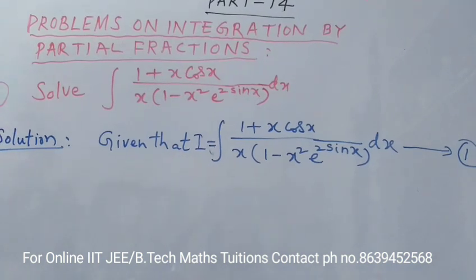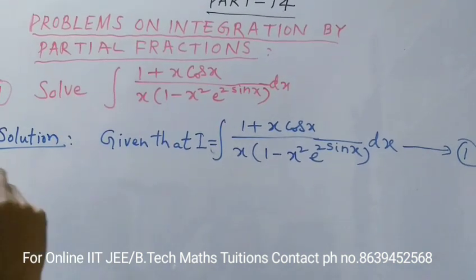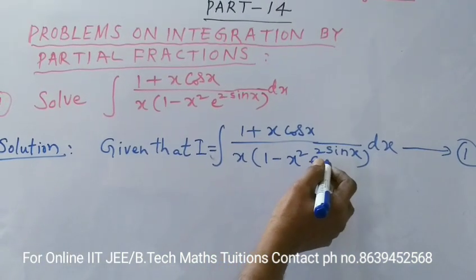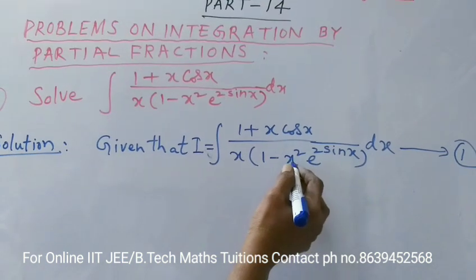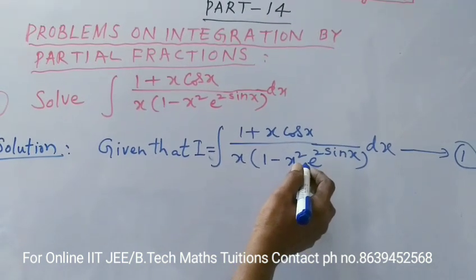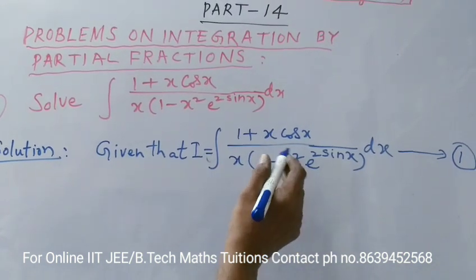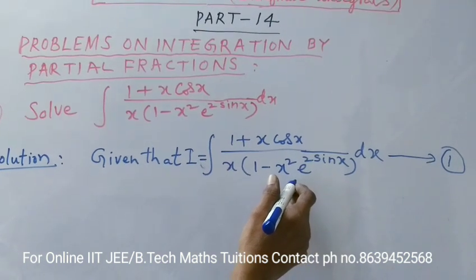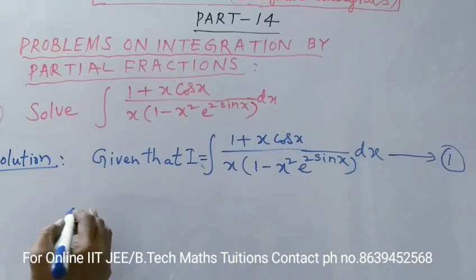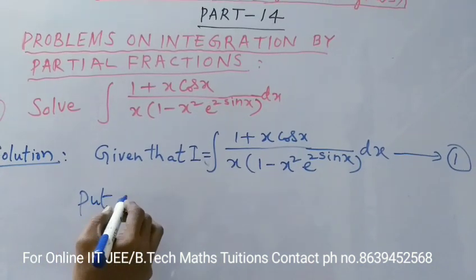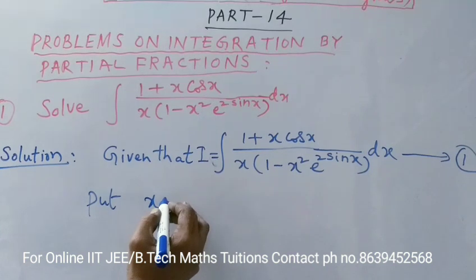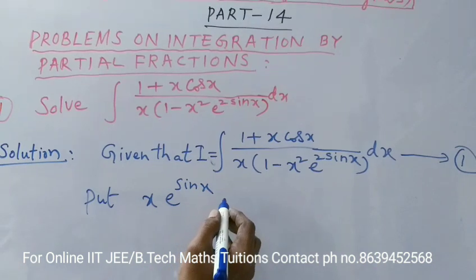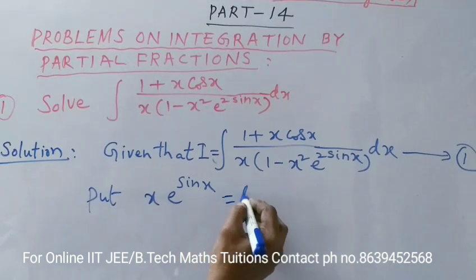Now to solve this problem, a substitution is required. Put x square e to the power of 2 sin x; so we write it as x into e to the power of sin x, whole square. That means we are taking x into e to the power of sin x as the substitution. Put x into e to the power of sin x is equal to t.